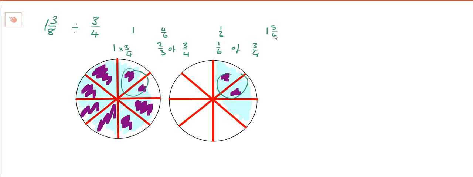Yes, we got that. 1 and 5/6. Now we can check by doing it number-wise. So we would do what you did, I think, which is 1 and 3/8 gets changed to 11 over 8 divided by 3/4. But then we flip the second fraction. So we do 11 over 8 times 4 over 3.